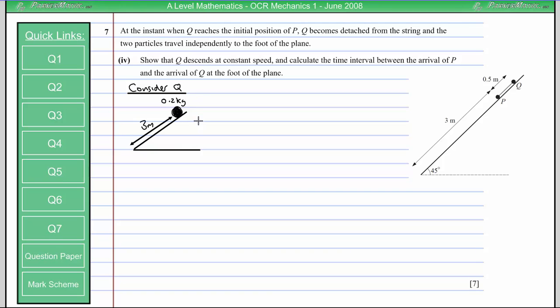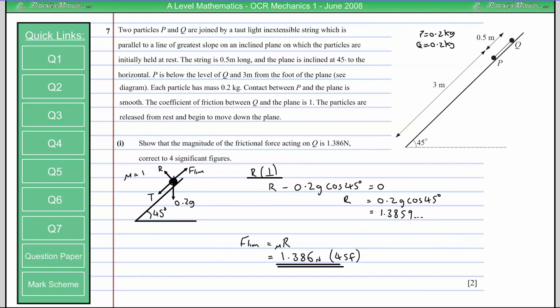Let's think about the forces that will be acting on Q. We have a weight downwards of 0.2 g newtons. We have a limiting friction force which we found in the first part of the question. So we found F lim here, and all that depended on was the value of the normal contact force, which only depended on the weight of the particle. This tension here didn't affect that, so in our question we are still going to have the same value of limiting friction, which is 1.386 newtons, or we could use a more exact value of 0.2 g cos 45.